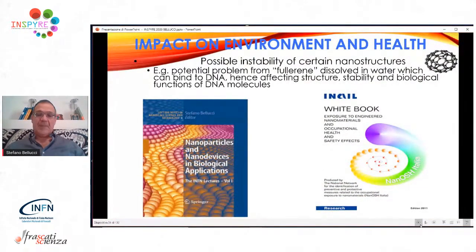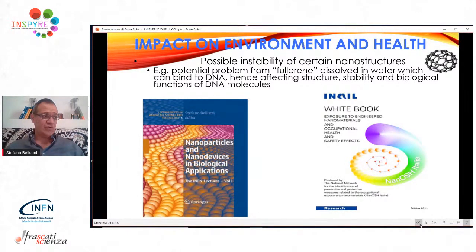Here I present two books that we realized in 2009 and 2010 for the Italian edition, 2011 for the English edition. On the left-hand side, you see the application of nanoparticles and nanodevices in biology. On the right-hand side, you see the exposure of occupational health workers to engineered nanomaterials. Remember this word, engineered, we will get into it. And safety effects. This was done in coordination with the Italian institute that devotes its activity to the protection of professionally exposed workers. In Italy, it's called INAIL. And I was the first signer of this white book.